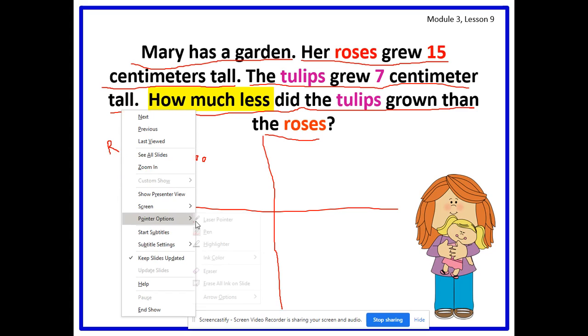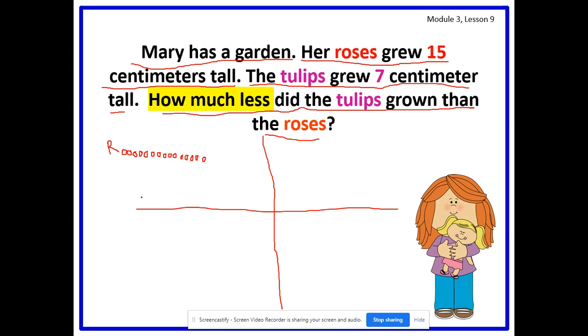And then her tulips grew 7 centimeters tall. So count with me. Get ready. 1, 2, 3, 4, 5, 6, 7. And we're going to put a T for tulips. Remember, you're just listening.